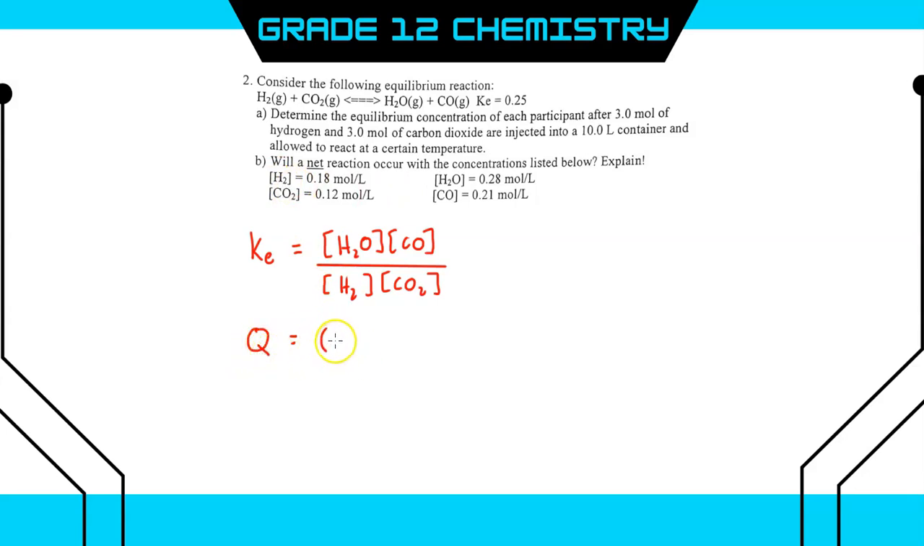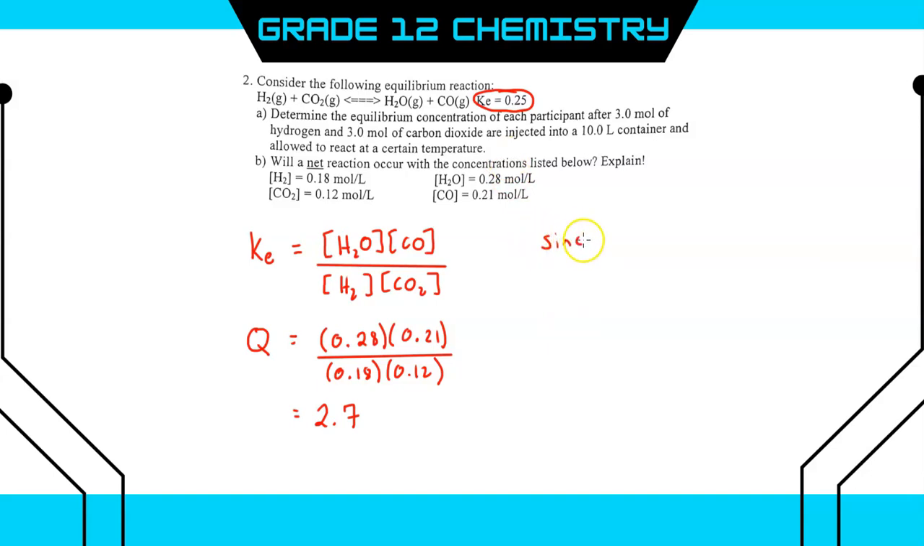So we're going to plug in the concentrations that they give us and see what this trial quotient ends up being. So water, they say, is 0.28. Carbon monoxide, 0.21. We're going to divide that by hydrogen, 0.18, and carbon dioxide, 0.12. We plug this into our calculators, we get 2.7. Okay, well, let's look at Ke. Ke is not 2.7. So definitely, yes, a net reaction will occur.